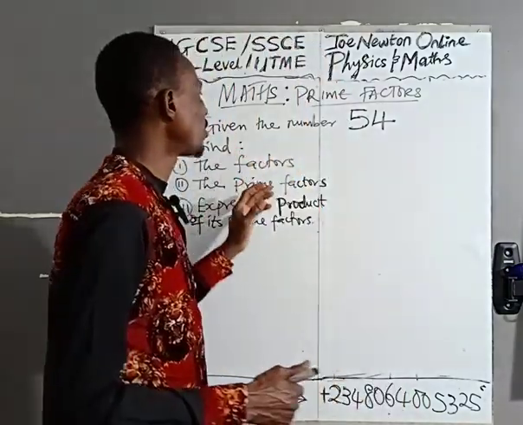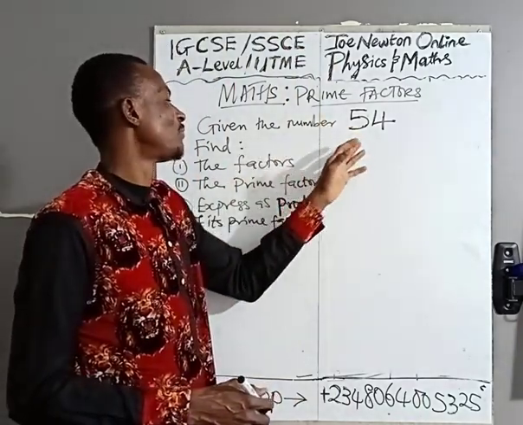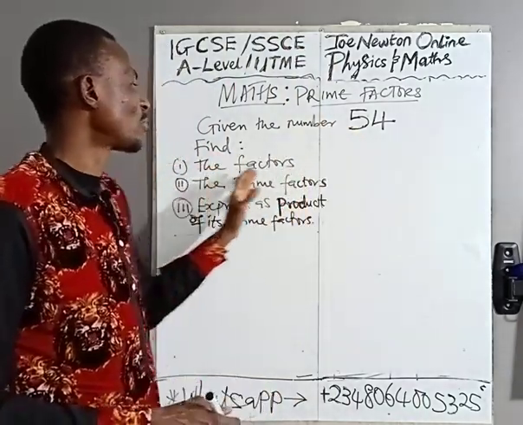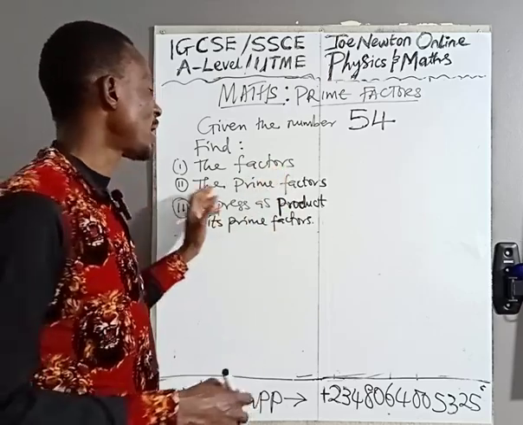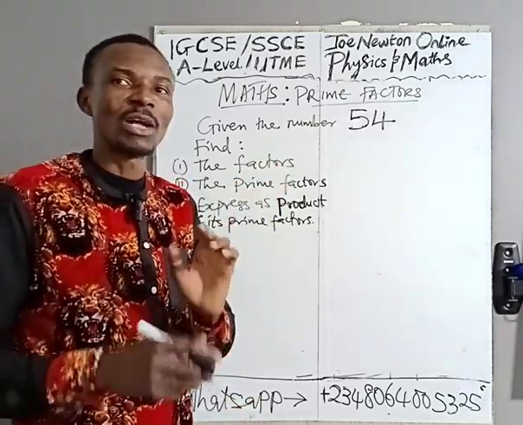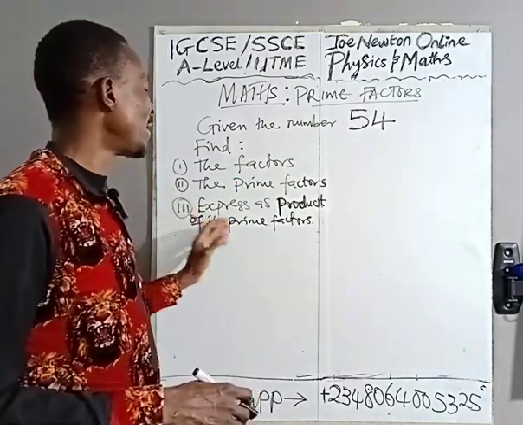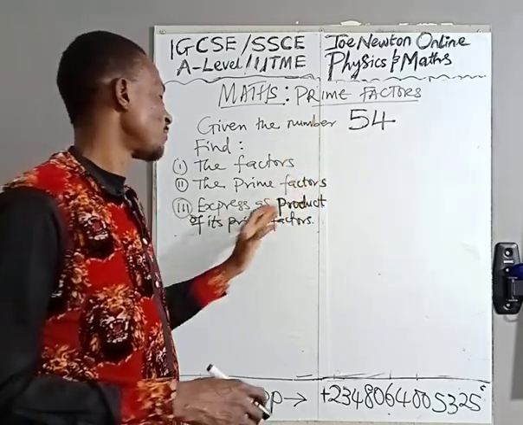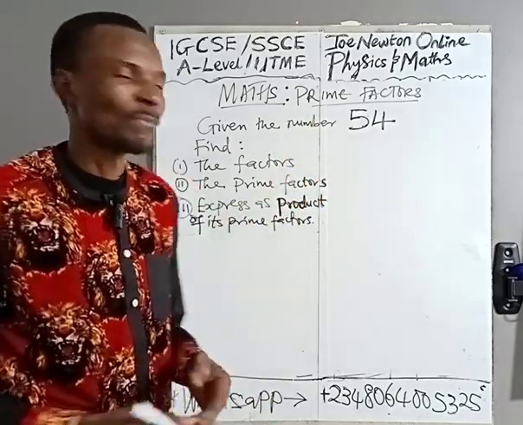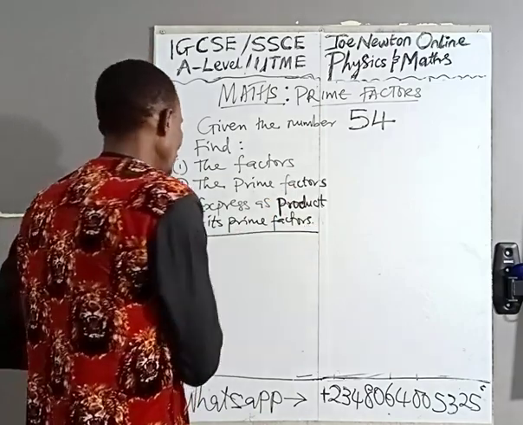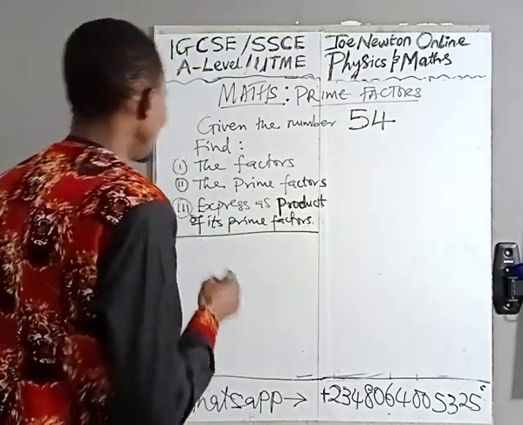So the task on the board says, given the number 54, find (i) the factors of 54, (ii) the prime factors of 54, because there are two different things, factors and prime factors. (iii) Express 54 as a product of its prime factors. Okay, now we solve it.